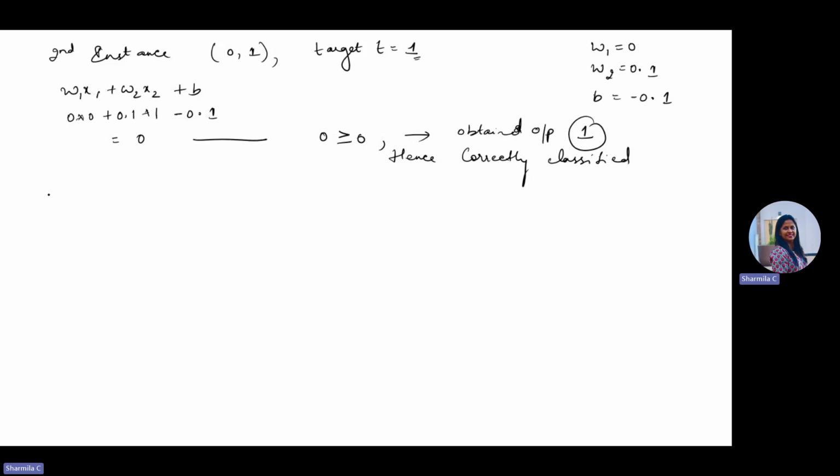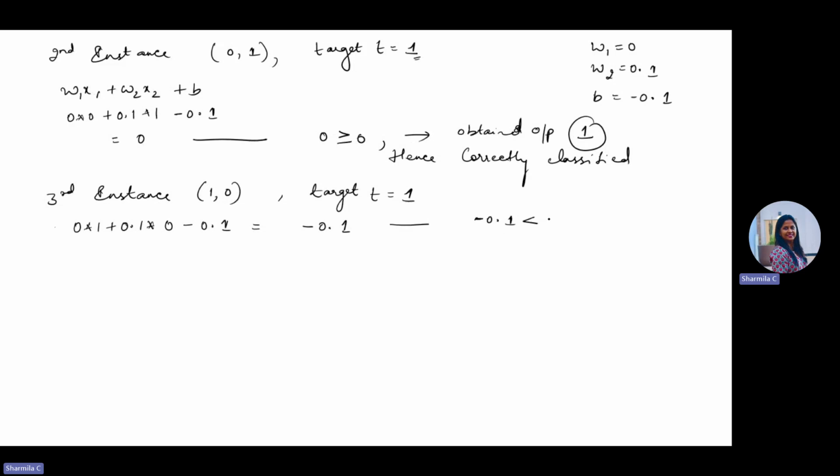What we'll do is take the third instance now. So the third instance is 1, 0. When it is 1, 0, the OR function outputs the value 1. Now find the weighted sum, that is W1 into X1. So what will we get now? It is 0 into 1 plus 0.1 into 0 minus 0.1. So the answer we get is minus 0.1. Since minus 0.1 is less than 0, hence the answer is 0. The obtained output is 0.